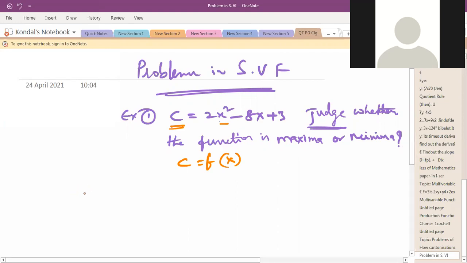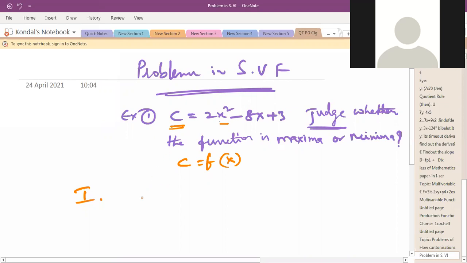So what is the first condition? First condition, sir: first order partial derivative must be obtained. So the first order partial derivative must be obtained.